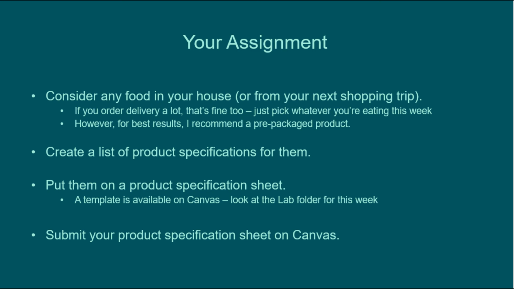Then when you're done with that product specification sheet, you can just upload that to Canvas the same way you did for your first assignment. Now, for the product specification sheet, you can come up with your own, but if you need it, a template for you is available on Canvas as well. It'll be in Labs week 2. There should be a template for you there.